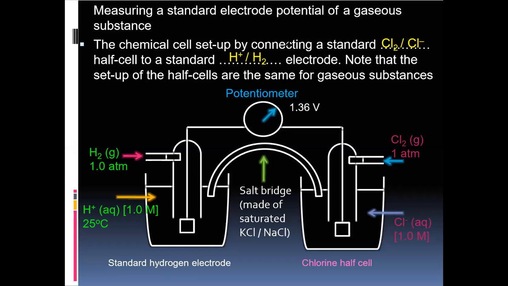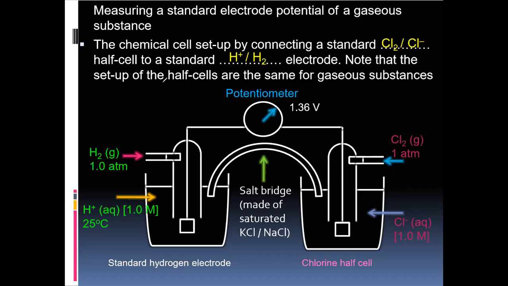So now let's talk about the standard electrode potential of a gaseous substance. So we've talked about that of zinc solid in zinc electrolyte, that of silver solid in silver electrolyte. Now let's look at it for a gaseous substance. The chemical cell setup for connecting Cl2/Cl minus, which is a gas, with a standard hydrogen electrode potential is what we have here.